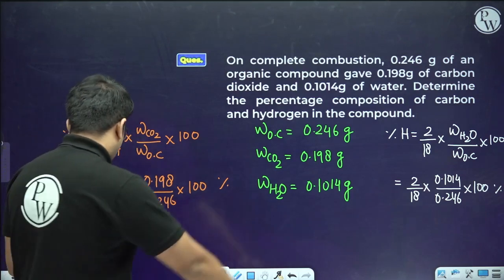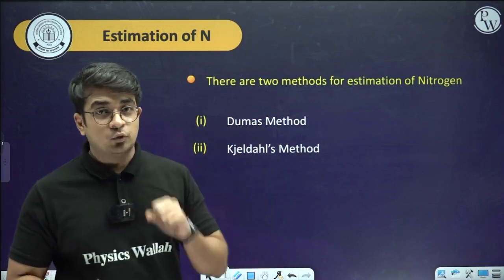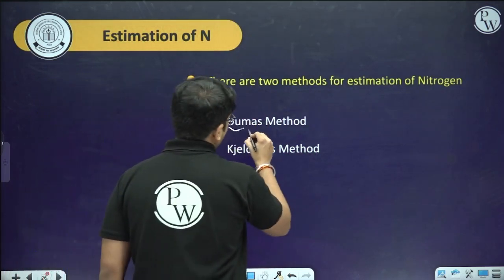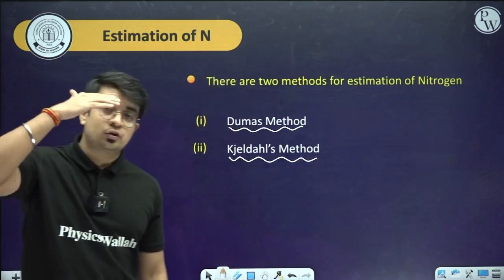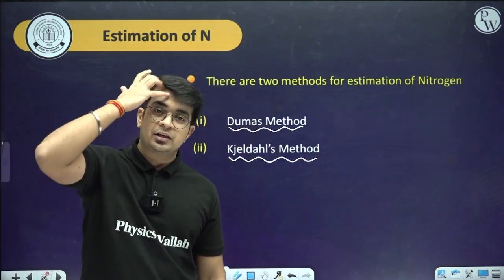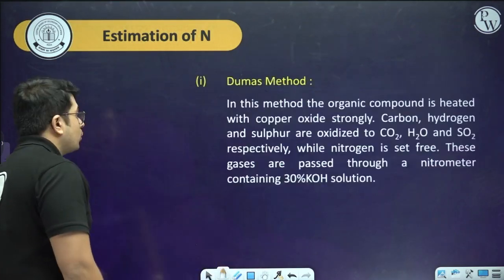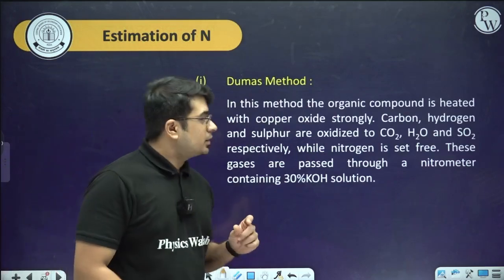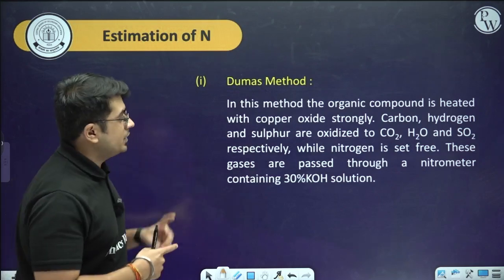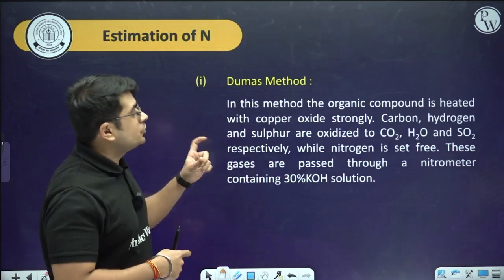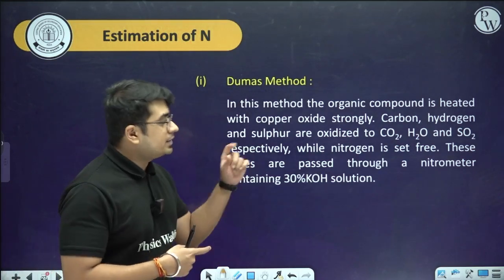Okay. Next part, if I talk about the estimation of nitrogen, in that case, we have basically two methods. First one is known as the Dumas method and next one is known as the Kjeldahl's method. Both the methods are very, very important in the case of nitrogen estimation. So first of all, if I talk about the Dumas method, in this method, the organic compound is heated with copper oxide strongly. What happens? Carbon, hydrogen and sulfur are oxidized to CO2, H2O and SO2 respectively, while the nitrogen is set free.